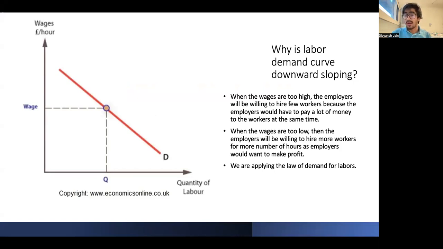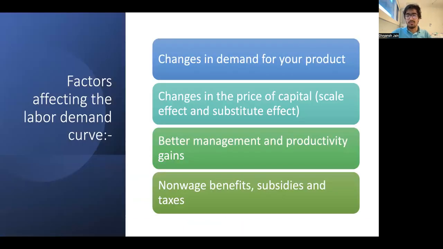When the wages are too high, then the employers have to pay a lot more, which means that they cannot afford to hire a lot of workers, so they are able to hire few workers. And when the wages fall, then the employers are able to hire a lot more workers because at the same time they also want to generate profit in their business. So over here we are applying the law of demand for labor.